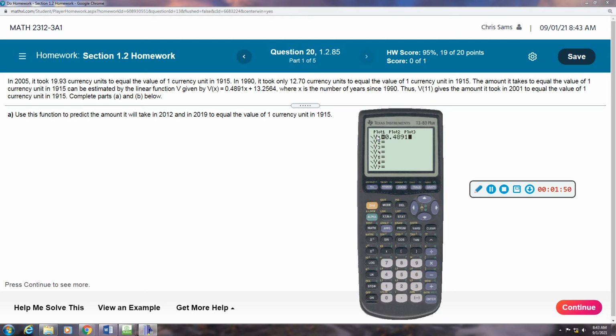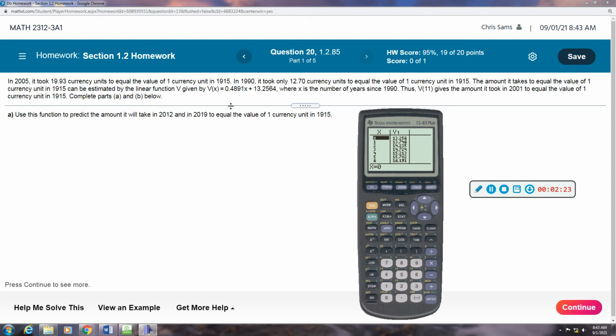0.4891. You really don't need the 0 out front of the point, but I'm just doing it for continuity. And then we're going to add 13.2564. Anytime you type something into a computer or calculator, I would double check to make sure it's right: 4891, and then 13, and then 2564. Okay, so I'm going to hit graph. I see a little part, but I'm not really concerned with the graph. I want to see the table, so I'm going to do second graph to see the table.